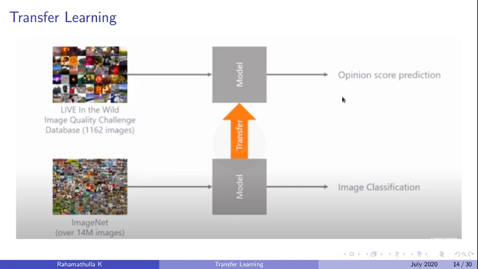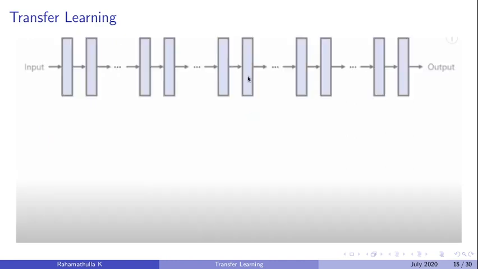This was actually based on image classification. ImageNet trained model is for image classification, but the knowledge obtained from this model can be transferred to the model for opinion score prediction also. So that's how we do transfer learning.